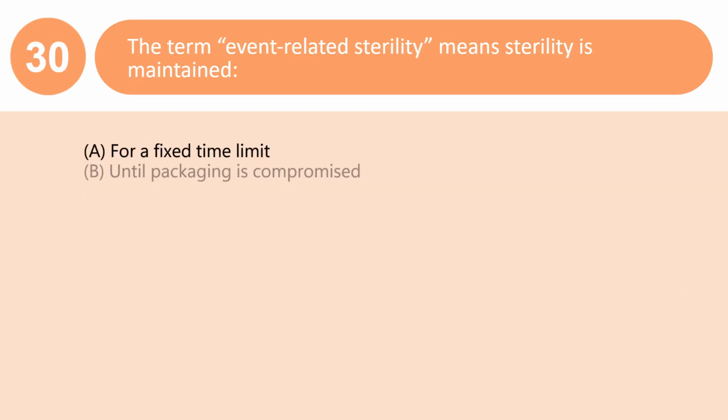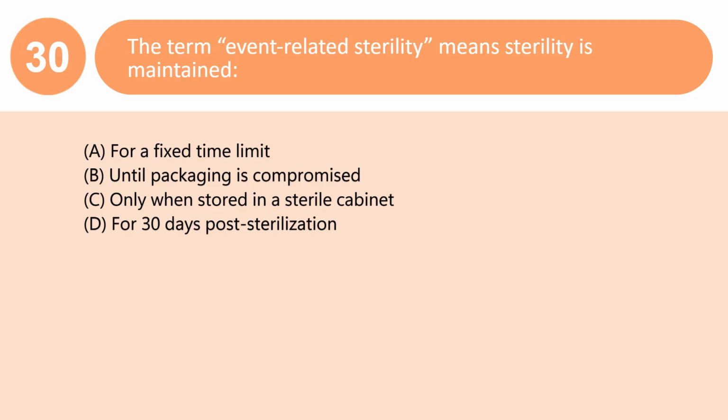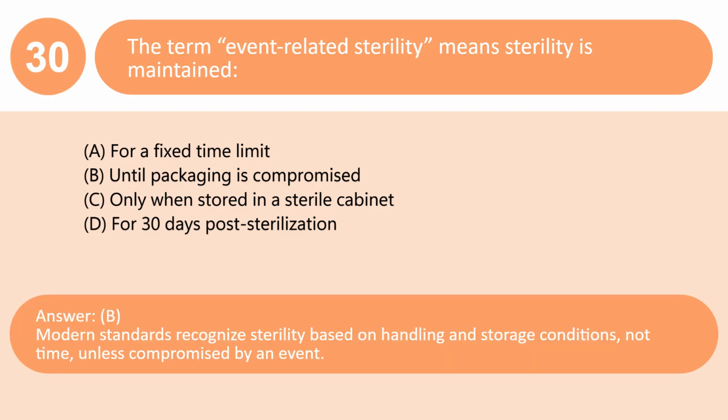The term event-related sterility means sterility is maintained A. For a fixed time limit. B. Until packaging is compromised. C. Only when stored in a sterile cabinet. D. For 30 days post-sterilization. Answer: B. Modern standards recognize sterility based on handling and storage conditions, not time, unless compromised by an event.